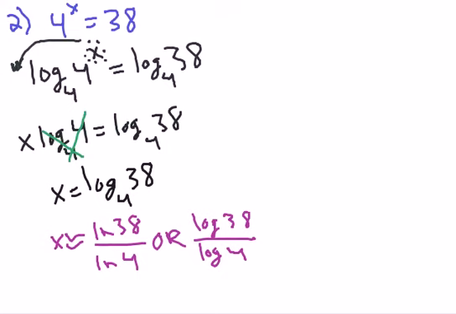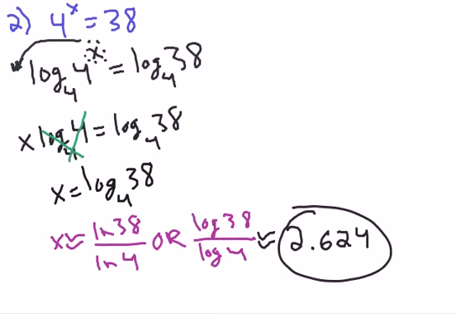And if we actually do this in our calculator and we round to the nearest thousandth, you'll get 2.624, okay? So in the end, I found that 4 raised to 2.624 roughly is equal to 38. Okay, so that is kind of our second type of problem with exponents. Let's do a few more practice problems with that second type.